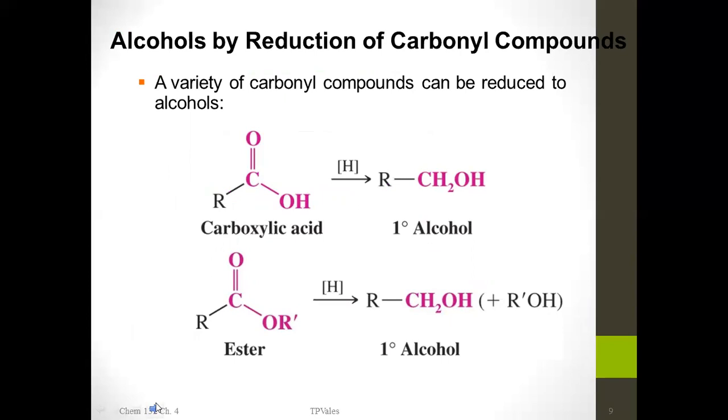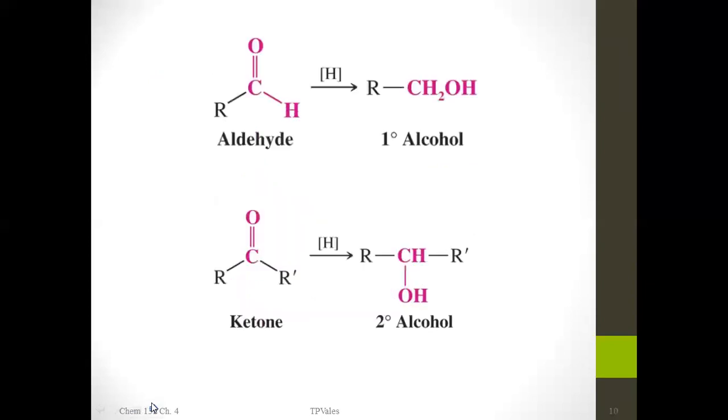So for instance, your carboxylic acid can be reduced to a 1 degree alcohol, or your ester, RC double bond O, OR, can also be reduced to a 1 degree alcohol. Actually, in this process, you will get a side product, which is another form of an alcohol. So that will be your indicator. Normally, when you have terminal carbonyl compounds, you obtain a 1 degree or primary alcohol. An aldehyde also can be reduced to a 1 degree alcohol.